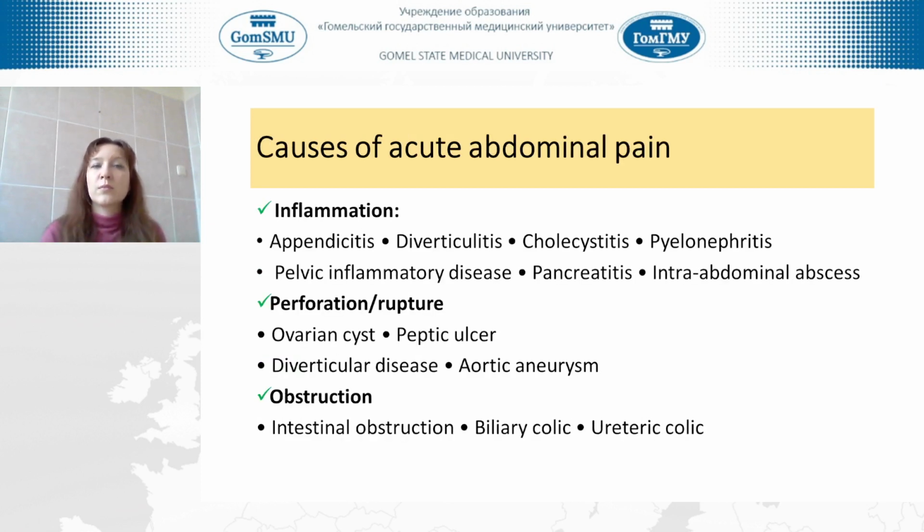Causes of acute abdominal pain. Inflammation: appendicitis, diverticulitis, cholecystitis, pyelonephritis, pelvic inflammatory disease, pancreatitis, intra-abdominal abscess. Perforation and rupture: it can be a cyst, peptic ulcer, diverticular disease, aortic aneurysm. Obstruction: intestinal obstruction, biliary colic, renal colic.